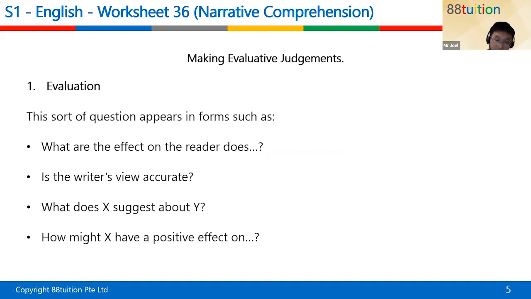Like asking you, what are the effects on the reader? Or rather, is the writer's view accurate? What does this character suggest about the other character? Or how might this character have a positive effect on another character or an event later on in the story, and stuff like that? So as you can tell, these types of questions are not easy because it requires you to judge for yourself and infer a lot by yourself.